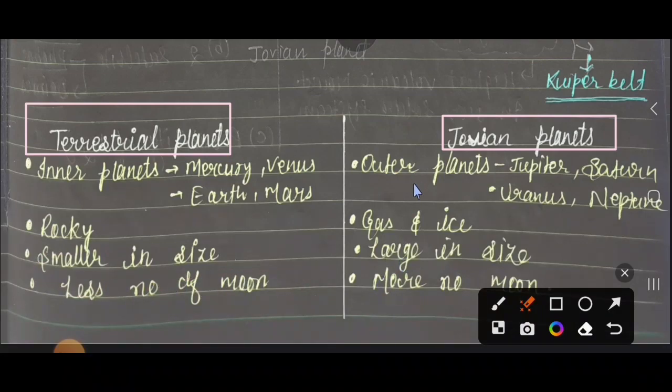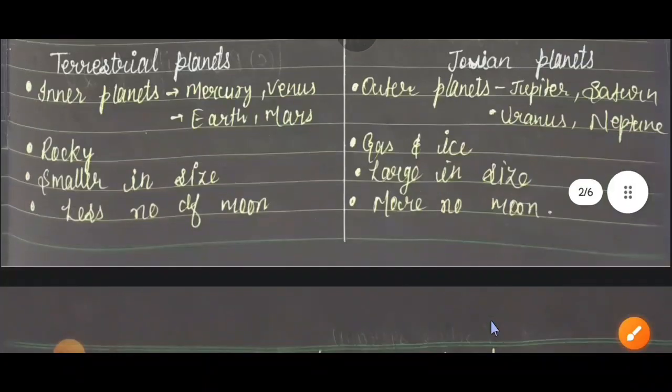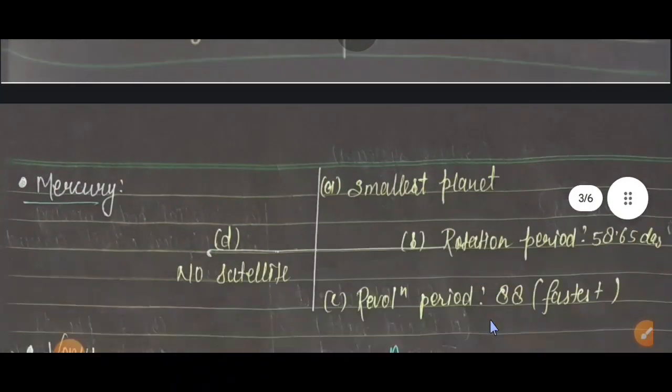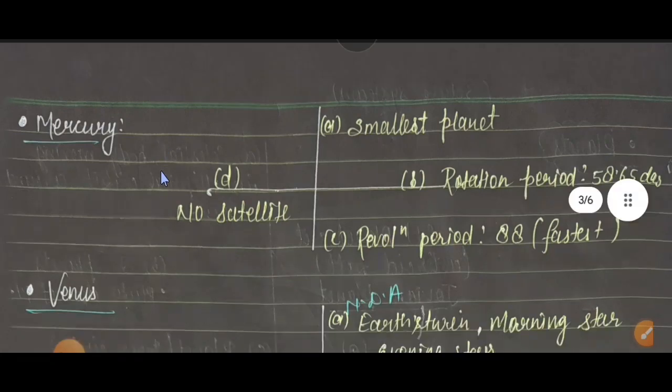Whereas Jovian planets are called outer planets. These are Jupiter, Saturn, Uranus and Neptune. They have a gaseous and icy nature, are large in size, and have more moons. So let's study about Mercury, which is the first planet of our solar system.